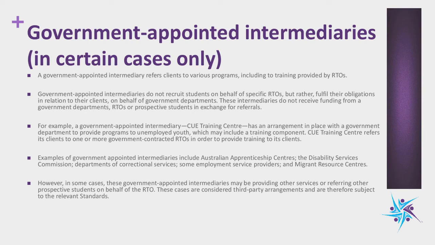So an example of this is a government-appointed intermediary could be Q Training Centre. It has an arrangement in place with a government department to provide programs to unemployed youth, which may include a training component. Q Training Centre refers its clients to one or more government-contracted RTOs in order to provide training to its clients. So examples of government-appointed intermediaries include Australian Apprenticeship Centres, the Disability Services Commissions, Departments of Correctional Services, some employment service providers, and migrant resource centres.